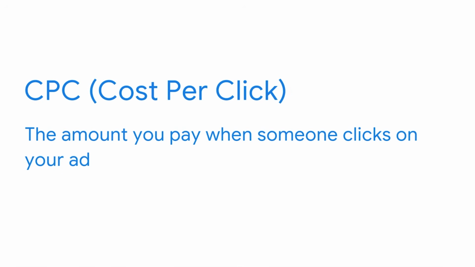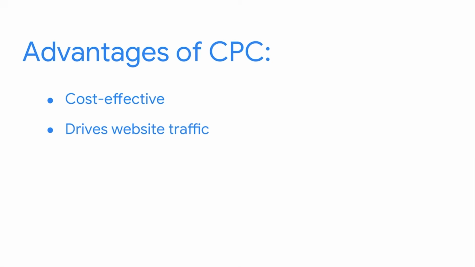CPC, or cost per click, is the amount you pay when someone clicks on your ad. A click means that someone read your ad, thought it was of interest, and clicked on it to learn more. A primary advantage of cost per click is that it's cost effective. You pay only when someone actually clicks on your banner or link. CPC is a great strategy when you want to drive traffic to your website.